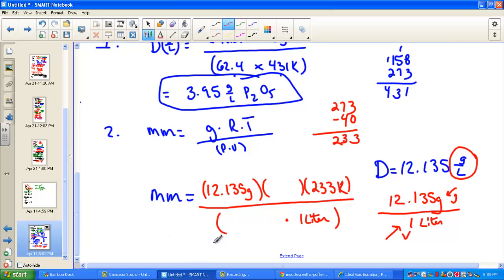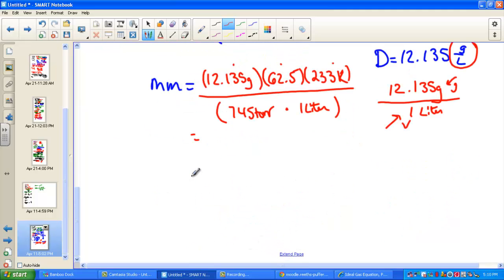What was the pressure unit? 745 torr. So here's the R of 62.5. GRT over the product of P times V, where the density provided us with two values, the grams in every 1 liter. Now check with me, make sure I don't make a calculator mistake. 12.135 times 62.5. Isn't that 62.4? That's a moment I can fix before I put my final answer there.